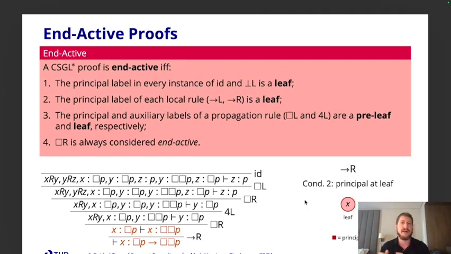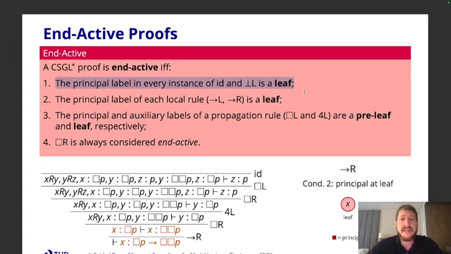So this is a two-step process. I'm going to explain the first step right now. What is an end-active tree sequent proof? At a high level, an end-active tree sequent proof is a tree sequent proof where all of the action is happening at the leaves of the tree. When you read the proof bottom up, all of the auxiliary formulae are going to occur at leaves of the tree. So what does that mean in particular?